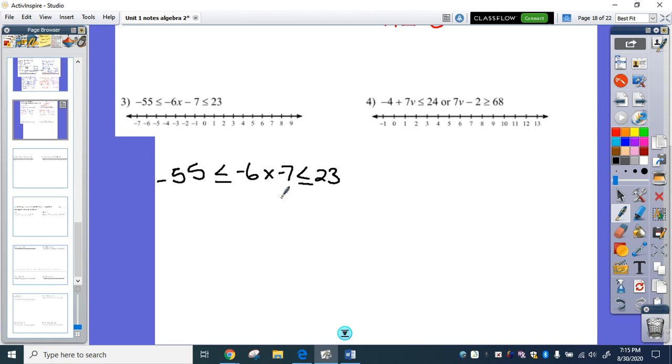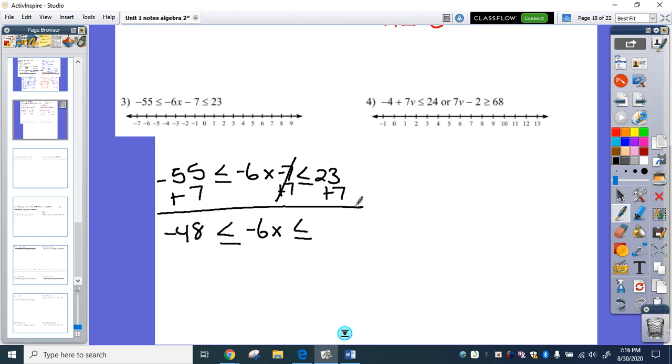We saw a problem like this in a previous video. We're going to work from the inside and try to get x by itself. So we're going to get rid of this -7 by adding 7 to all parts. That will cancel it out in the middle and leave us -6x in the middle, with -55 plus 7 giving me -48, and 23 plus 7 giving me 30.